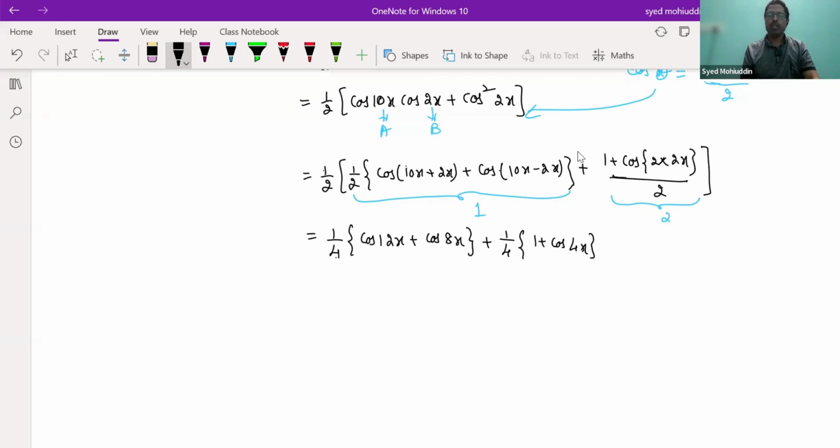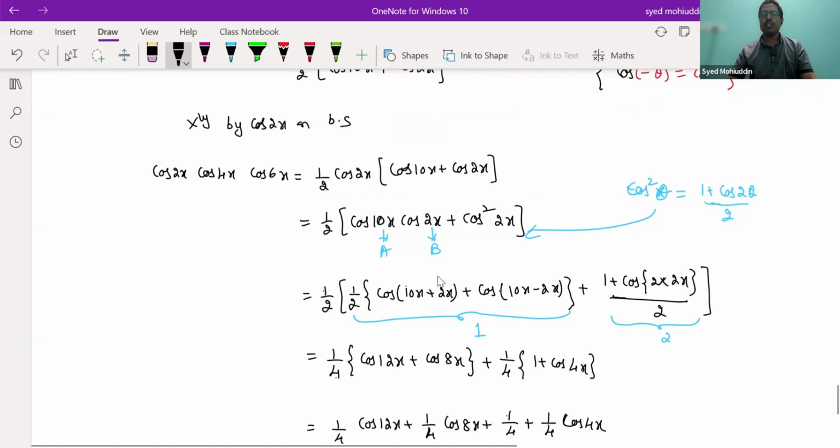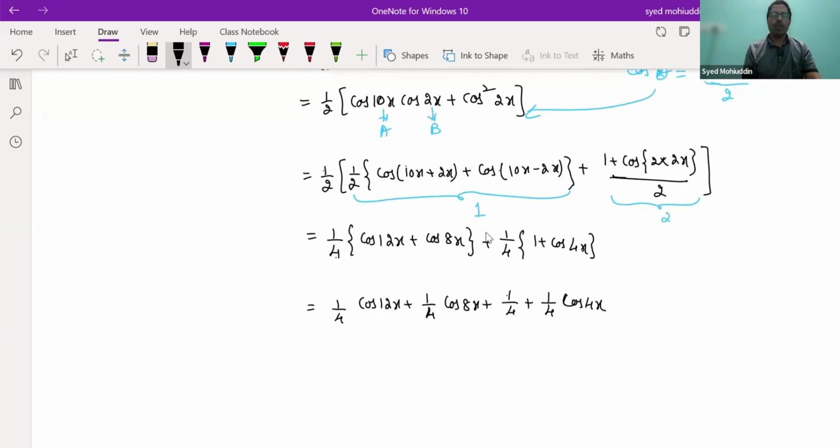Now each of the terms has to be multiplied by 1 by 4. So 1 by 4 times of cos of 12x, plus 1 by 4 times of cos of 8x, plus 1 by 4 into 1 will be 1 by 4 itself, plus again 1 by 4 times of cos 4x. So all the square terms have been eliminated and we got this expression. So the left hand side will be cos 2x, cos 4x, cos 6x. Now let's try to integrate this one.